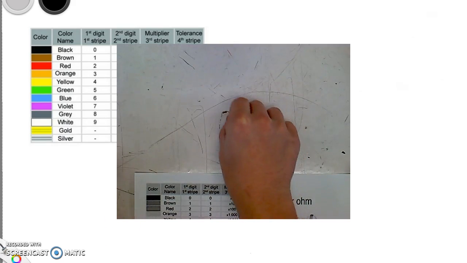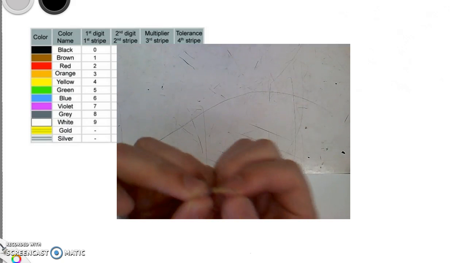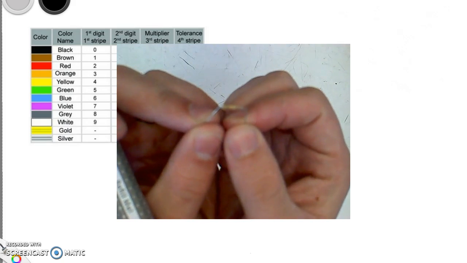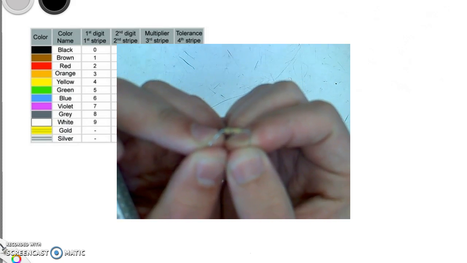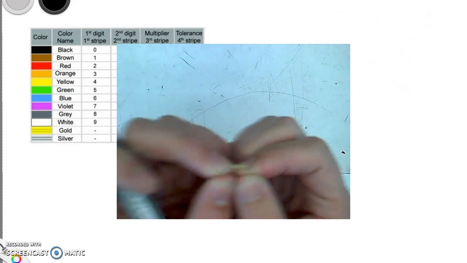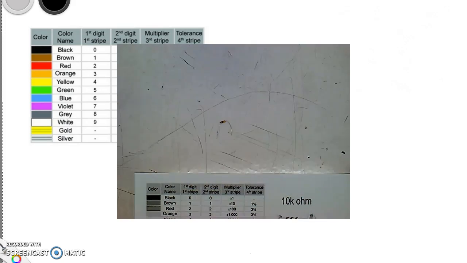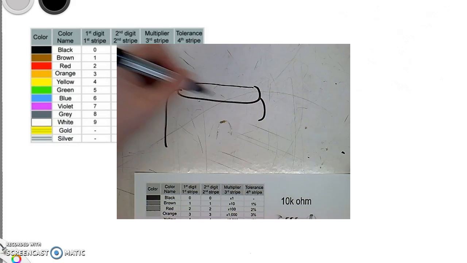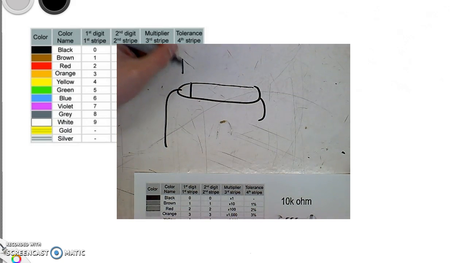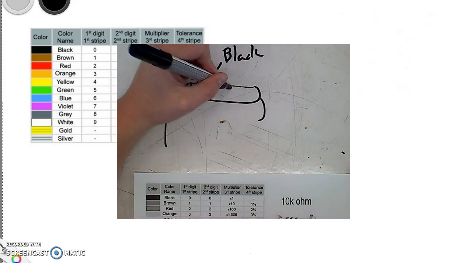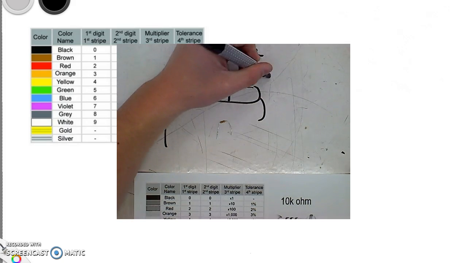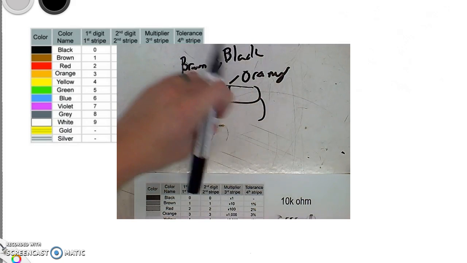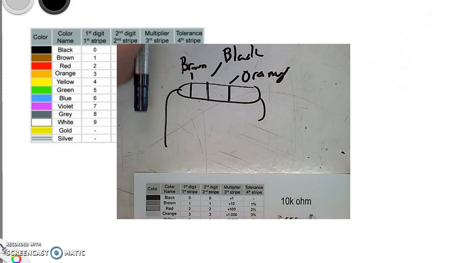So here we have a resistor. It's really, really tiny. You probably can't really see it on this camera. You'll have a chance to work with them in class. But this resistor here has 3 bands on it. I know you can't see them, so I'll show you what they say. The first one is brown. The second one is black. And the third one is orange. So we have brown, black, orange.